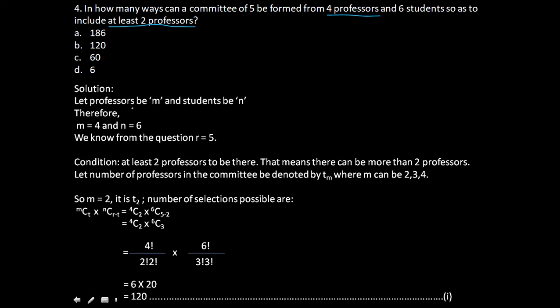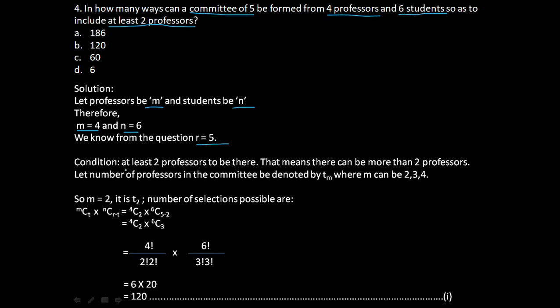Solution: let professors be denoted as m and students be as n. Therefore m equals to 4. Why? Because number of professors are 4. N equals to 6. Why? Because there are 6 students. We know from the question that r equals to 5. Why 5? Because committee of 5 has to be formed.